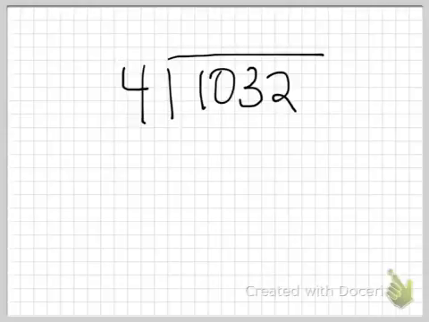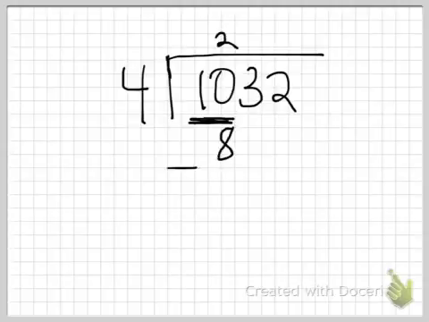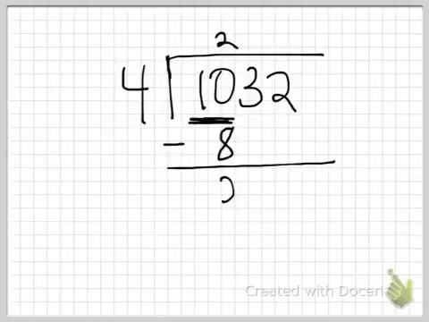How many times does 4 fit inside of 1? It doesn't, so then you move on to the next one. How many times does 4 go inside of 10? 4 does fit inside of 10. It fits 2 times. So we're going to go ahead and write 2 up there. 4 times 2 is 8, so we'll write that right under. Going to subtract, and 10 minus 8 is 2.